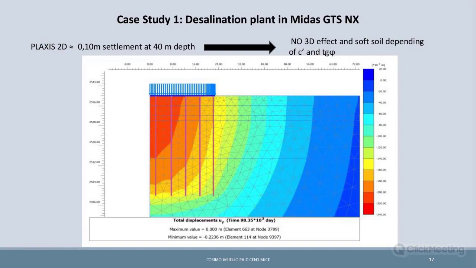There is no free effect, and the soft soil, depending on the cohesion, has the tangent of the friction of the soil. This is a very big limitation of the soft soil in Plaxis compared to Midas. Midas is more similar, I would say, to what Itasca FLAC uses for soft soil.